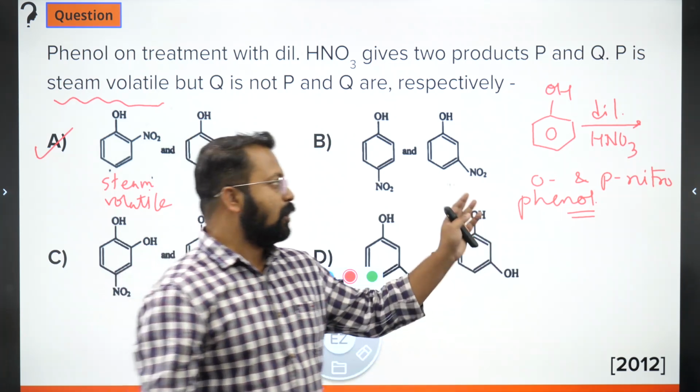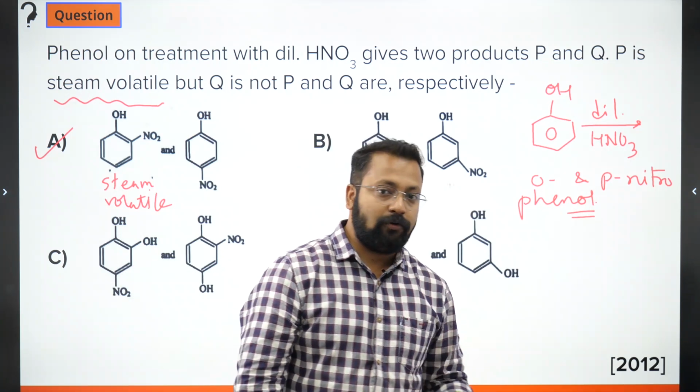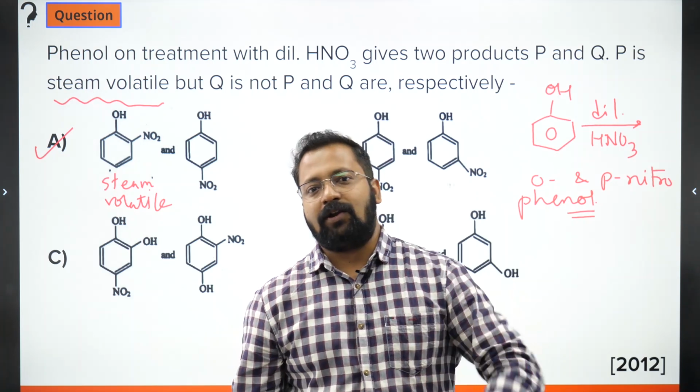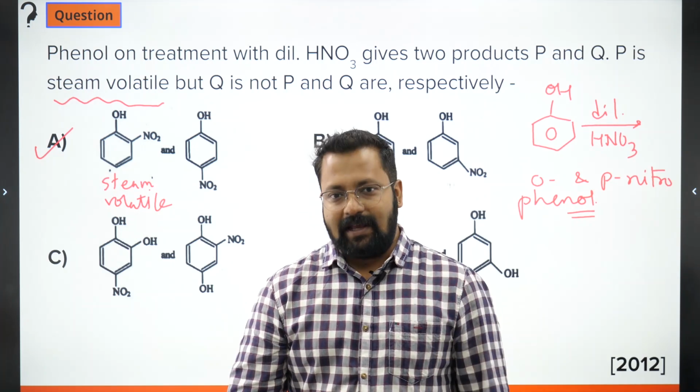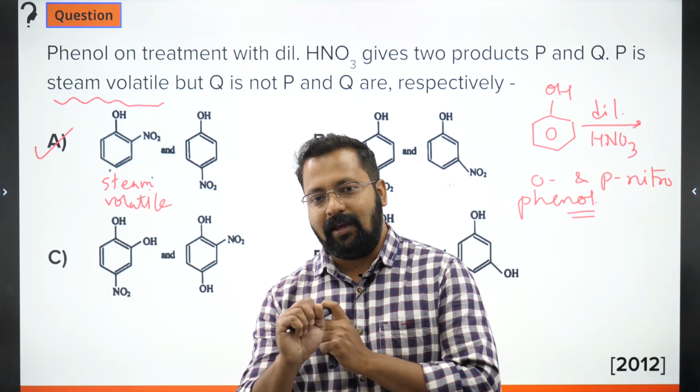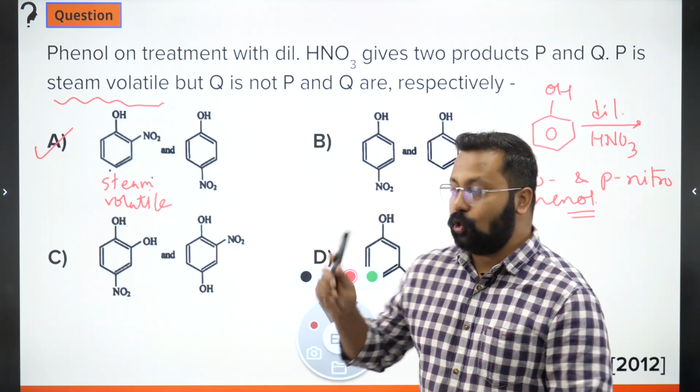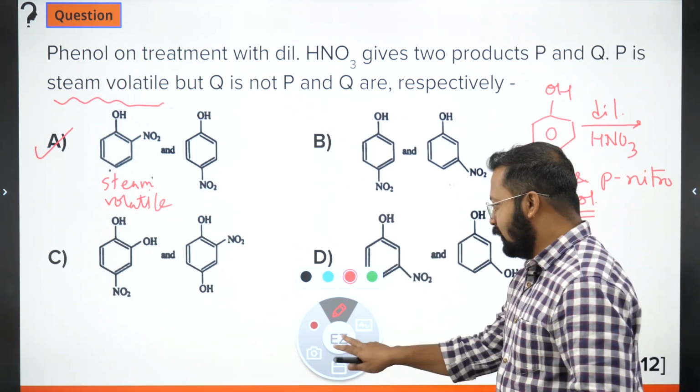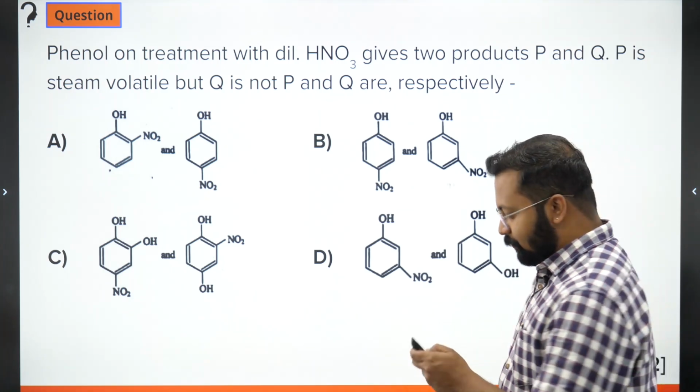Now, very important point in this question is, if you perform the reaction with concentrated nitric acid, the product would not be ortho and paranitrophenol. The product would be 2,4,6 trinitrophenol. That is also known as picric acid. ठीक है, इसको याद रखिए कि with concentrated nitric acid, it will be 2,4,6 trinitrophenol. Let's move on to the next question.